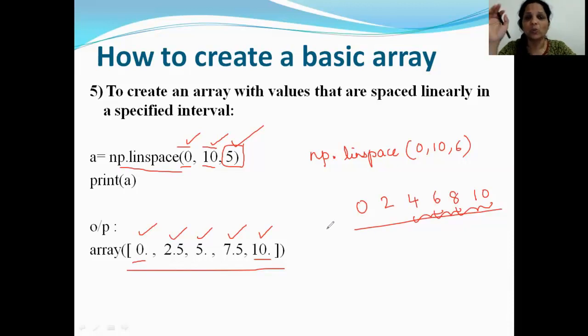Is that clear? So I hope with this video you have learned 5 methods of creating a basic array: using a function named array, using functions named zeros and ones, which by default create the array with floating point elements, using a function named arange, which creates elements in a particular range, and the last method is linspace, where you specify what is the first element of your array, what is the last element of your array, and apart from that, how many elements you wish to see in this array.